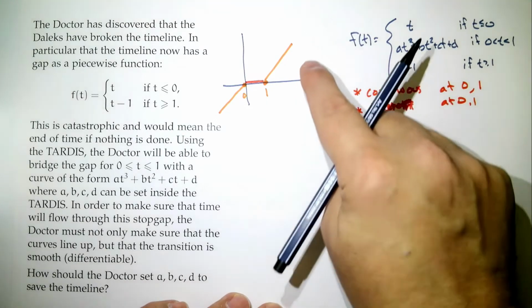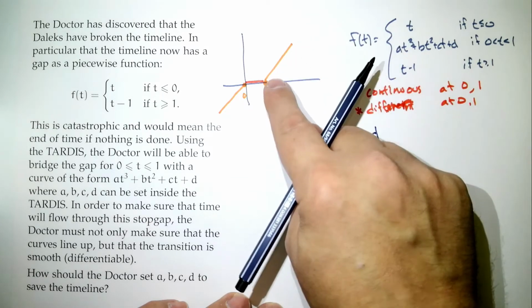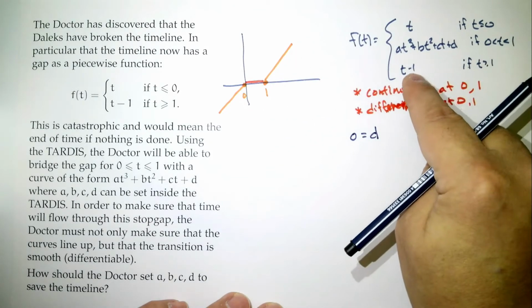For 1, again, we have to make sure that the continuity from one side, say t minus 1, you'd plug in t equals 1.